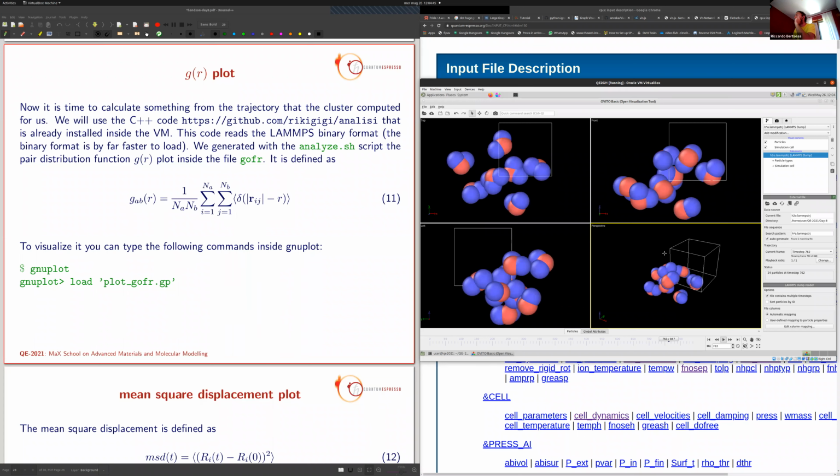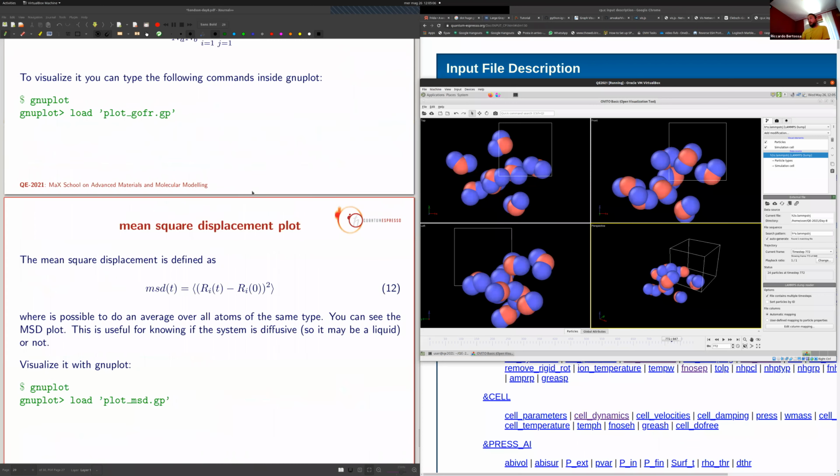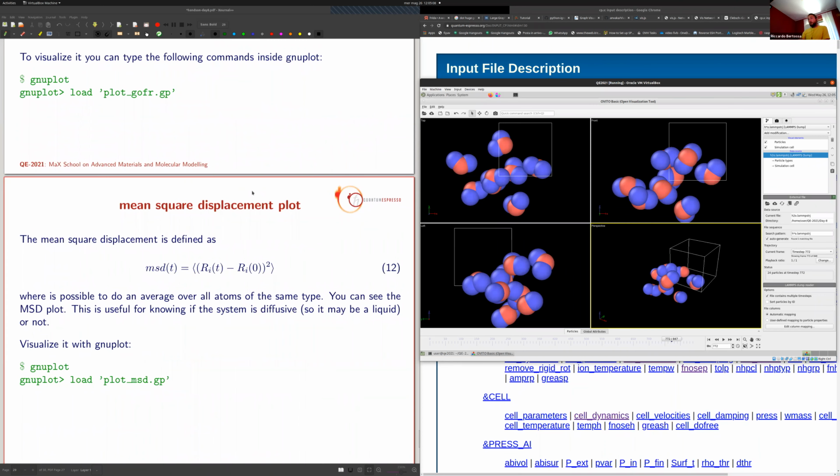You see the coordinates are not wrapped inside the cell. The code always writes unwrapped coordinates. This is because with those unwrapped coordinates, it is easier to compute the mean square displacement, for example.